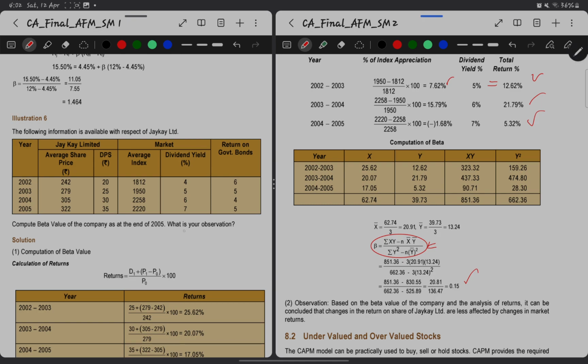So the question is asking for our observation also, so we have to write the point. Based on the beta value of the company and the analysis of returns, it can be concluded that changes in the return on share of JK Limited are less affected by changes in market returns. We can also mention that since the beta is less than 1, it is less sensitive. If the beta is more than 1, it will be more sensitive. Thank you.